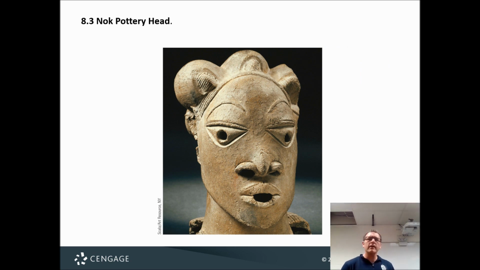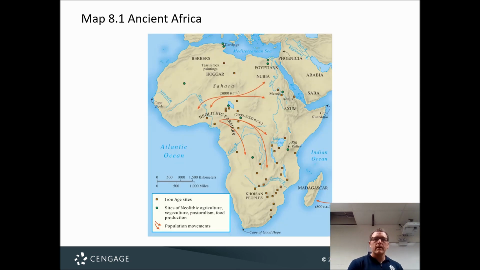And these are the Nok. So the Nok are famous for their works with iron, though the sculpture you're seeing here is made out of clay, terracotta. Okay, so looking at ancient Africa, for one, you can see the movement of peoples moving out, and you can also see some of the earliest farming settlements. Notice they're scattered all throughout. But then even some of the major sources of iron, like over here, and basically everywhere there's a square.